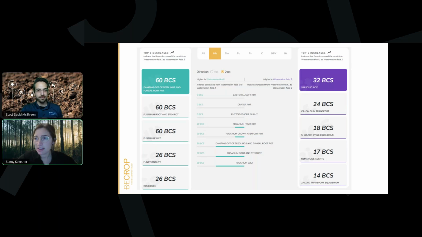Yeah, well, playing the role of the grower who is just seeing their first BeCrop results for the first time, we've got 2 different fields measured here. On the left, I see the results from field 2 in green, and I see a 60 score for damping off, fungal root rot, Fusarium root rot, and Fusarium wilt. Those all seem pretty high. Is that right, Scott? Yes, these are all saying that field 1 is 60 points higher out of 100 compared to field 2, so higher disease pressure in field 1.